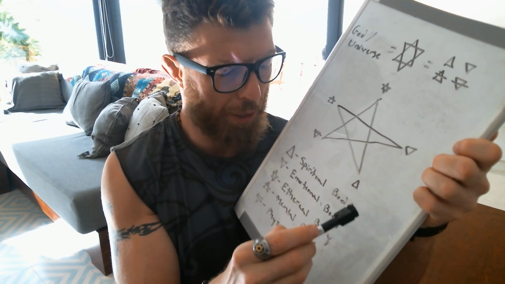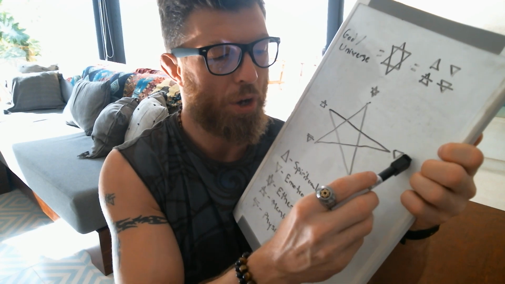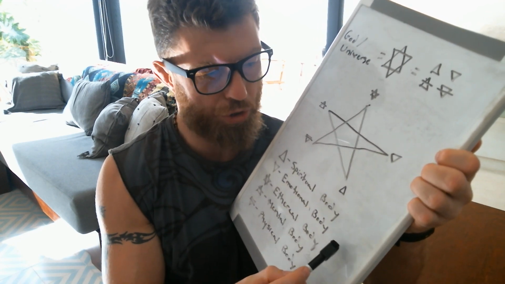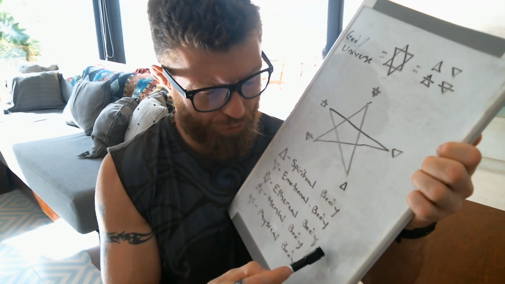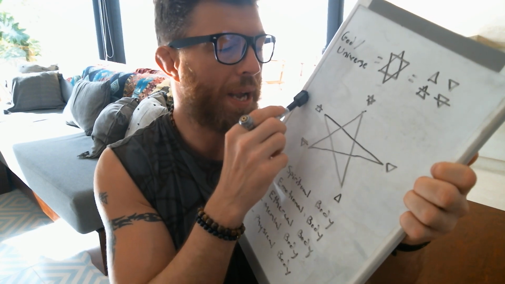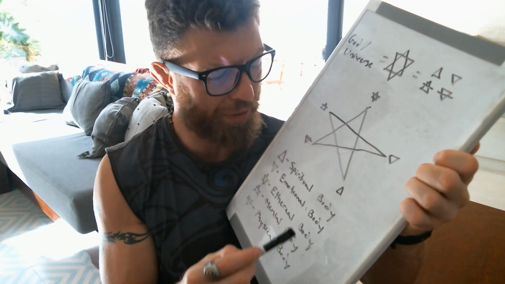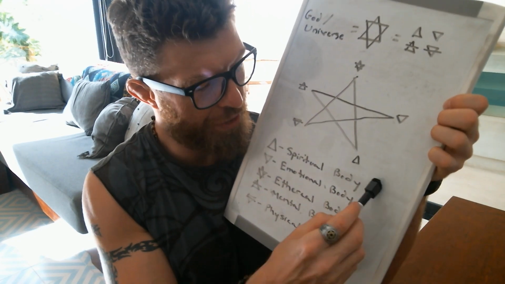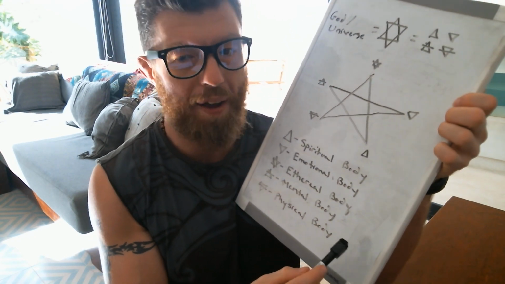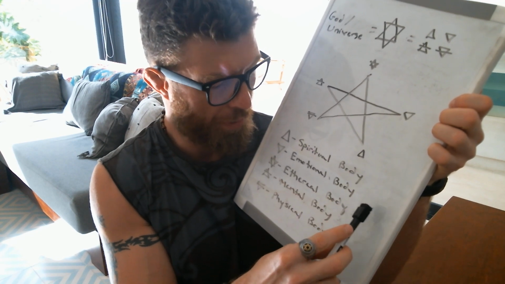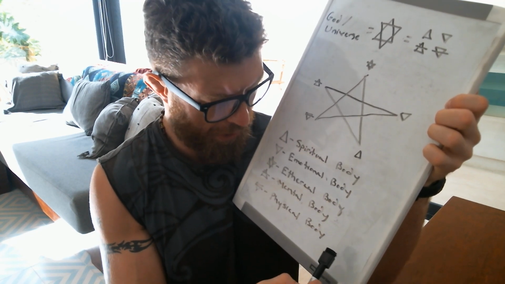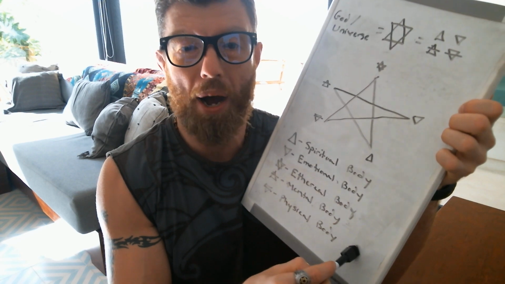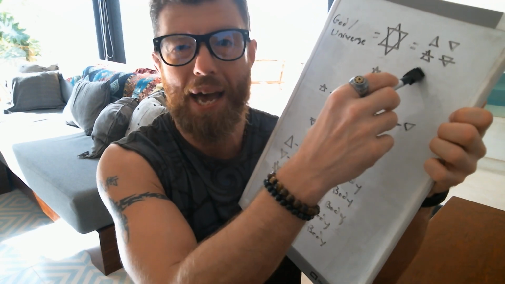We have the fire element, which represents the spiritual dimension. We have the water element, which represents the emotional dimension. We have the ether element, which represents the ethereal dimension. We have the air element, which represents the mental dimension, and the earth element, which represents the physical dimension. These are our 5 dimensions, our 5 bodies: the spiritual body, the emotional body, the ethereal body, the mental body, and the physical body. Each body is associated with one of the elements.